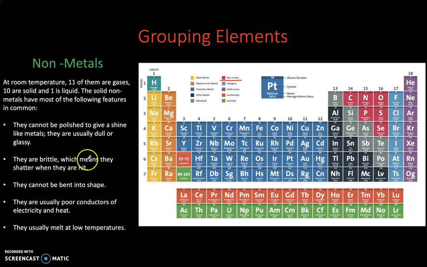They are brittle, which means they shatter when they are hit. They can't be bent into shape, they just break. And they are usually poor conductors of electricity and heat. They usually melt at low temperatures.